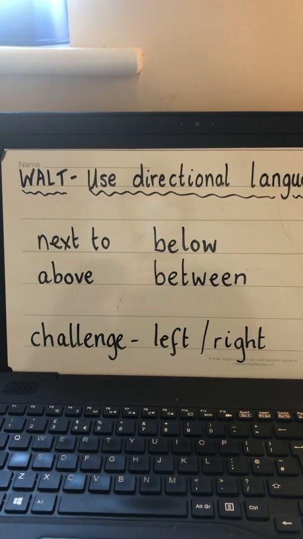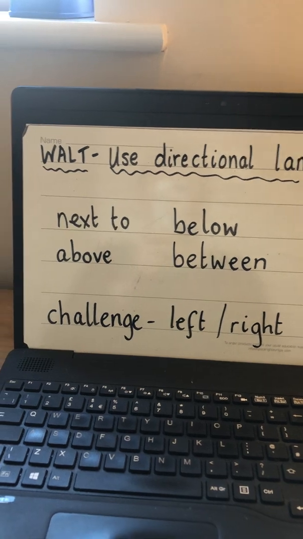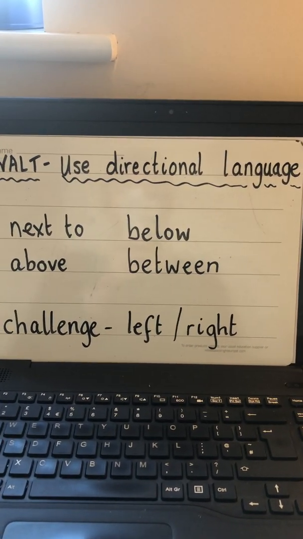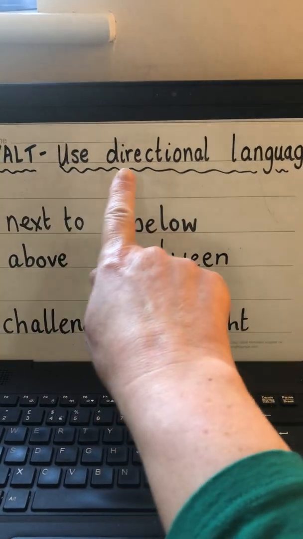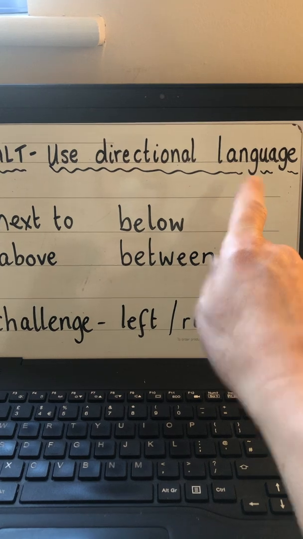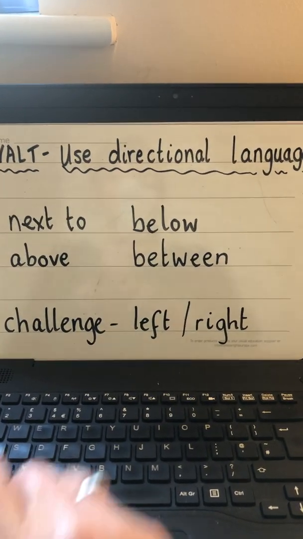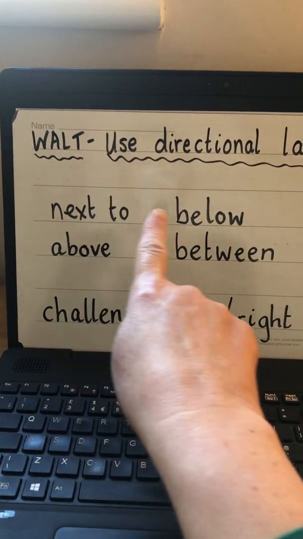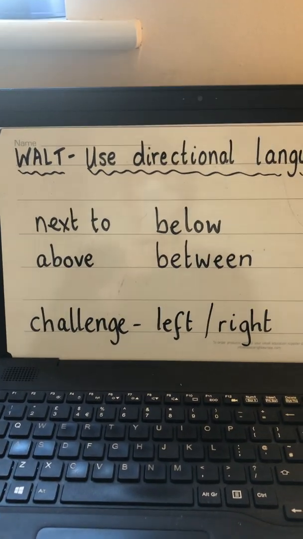So if you remember, geographers are people that learn about places and what they're like. And often geographers look at maps. So we're going to be looking at a map of London and we're going to be using directional language. That sounds a bit tricky, but it's not really. What it means is we're going to see if we understand what these words mean and see if we can use them when we're describing where places are on maps.